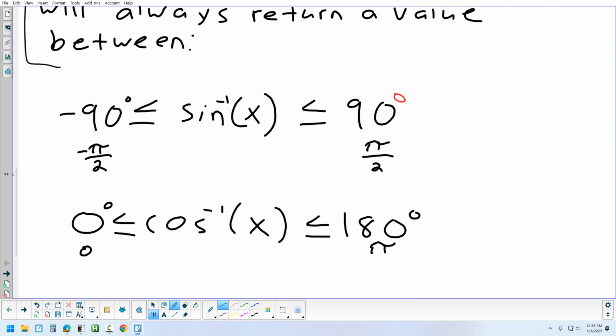When we deal with inverse cosine, the answer that we're always going to return is between 0 and 180. So if you have a choice of more than one answer, and you're dealing with inverse cosine, pick the one between 0 and 180. There will never be more than one answer between 0 and 180. Never happen.